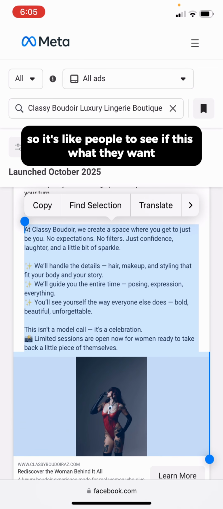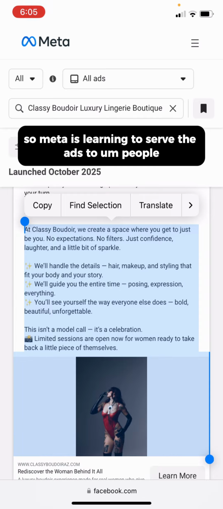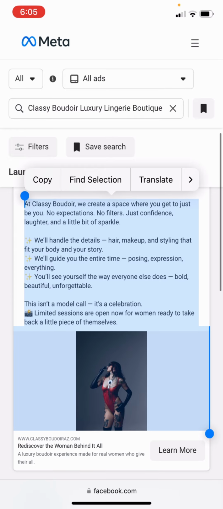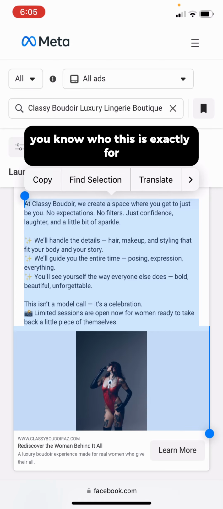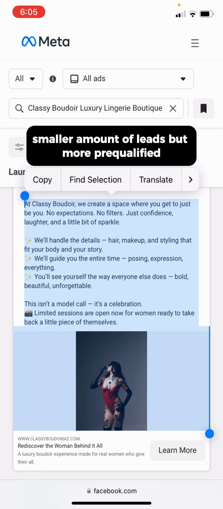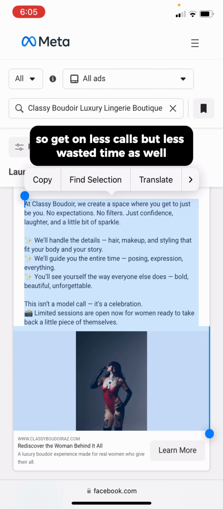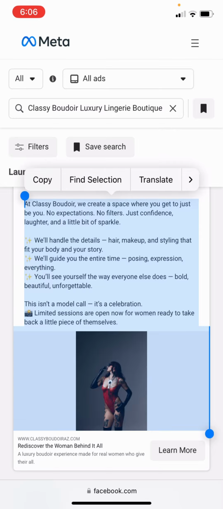So this allows people to see if this is what they want, or this is what they don't want. And again, if they scroll by, perfect. We're filtering out the people that this is not for. They didn't click, so Meta's learning to serve the ads to people who are less like them. Great, we're training the algorithm. Having the offer here basically tells the women who it is exactly for. So they're going to be coming through more pre-qualified, a smaller amount of leads, but more pre-qualified. So again, less calls, but less wasted time as well, because they are more qualified. More sales with less calls, more revenue, more sustaining ads, scale your business.